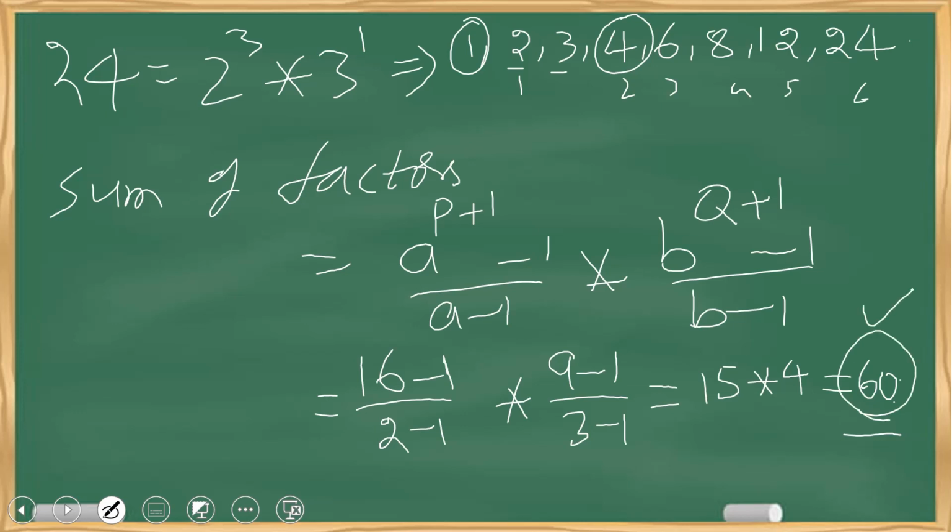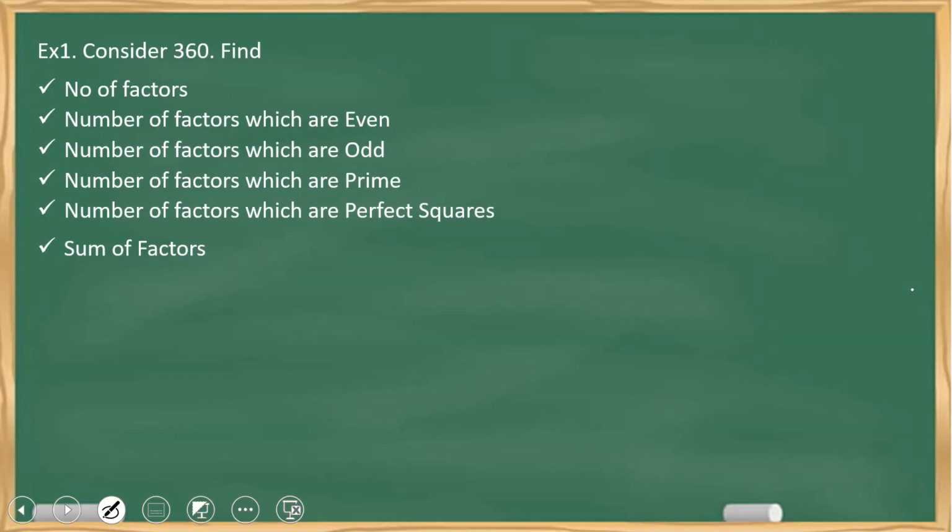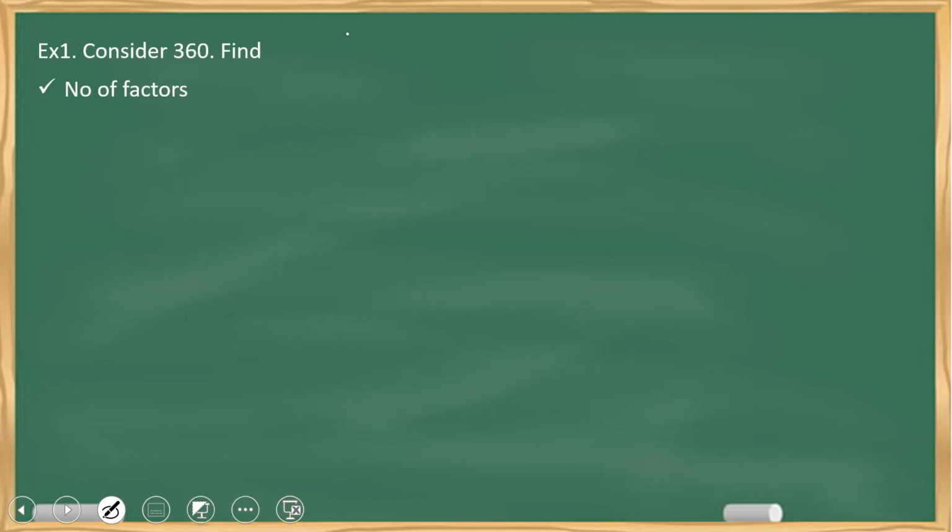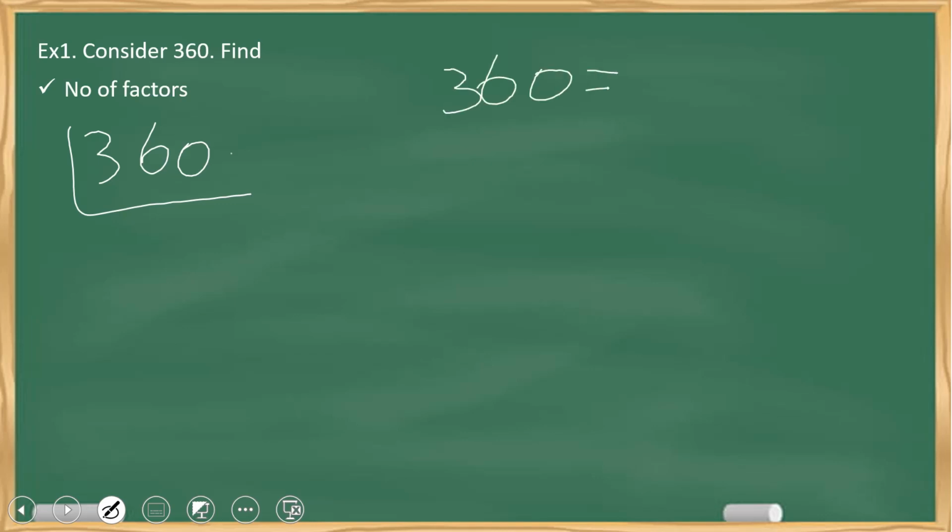So this is the way you solve the problems for any given question or any given number. Now we'll go for examples so that it will be very clear how to find the answer. First, this is a question: consider 360 and find the below questions. First, come back to the number of factors. Before finding the number of factors, first we need to factorize the given number. How? This is the way, because this is easy for you to find the factors.